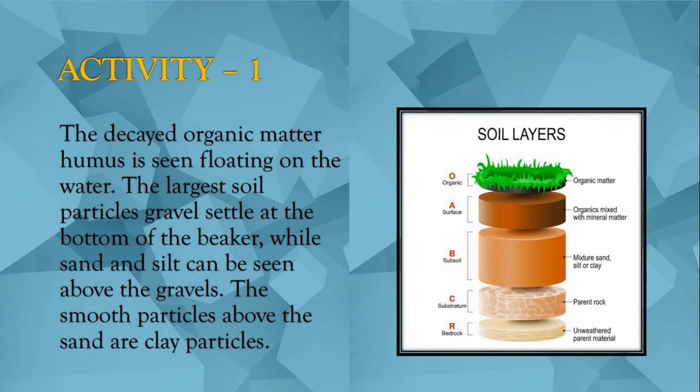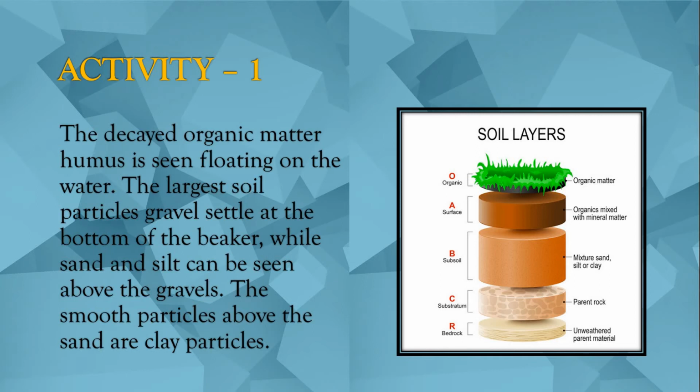Activity 1. Take a little soil and crush it so that it becomes uniform. Now take a beaker and fill it with 3/4 water. Add the soil to it and stir well so that the soil mixes uniformly in water. Now let it stand undisturbed. Observe the beaker after some time.